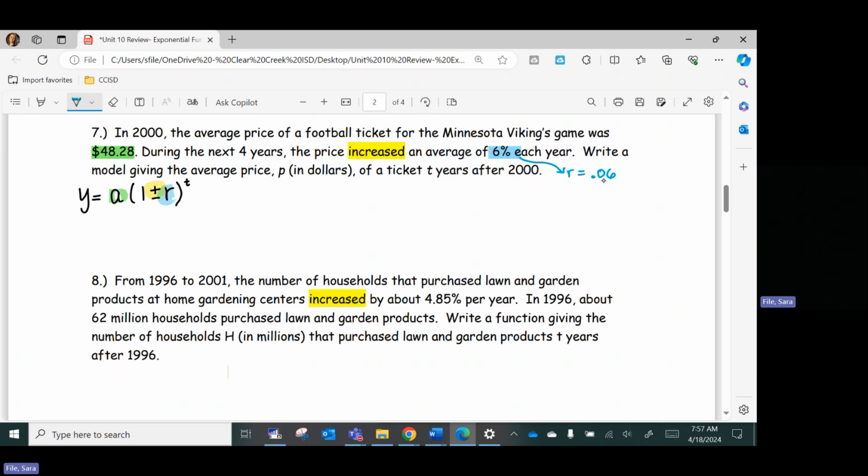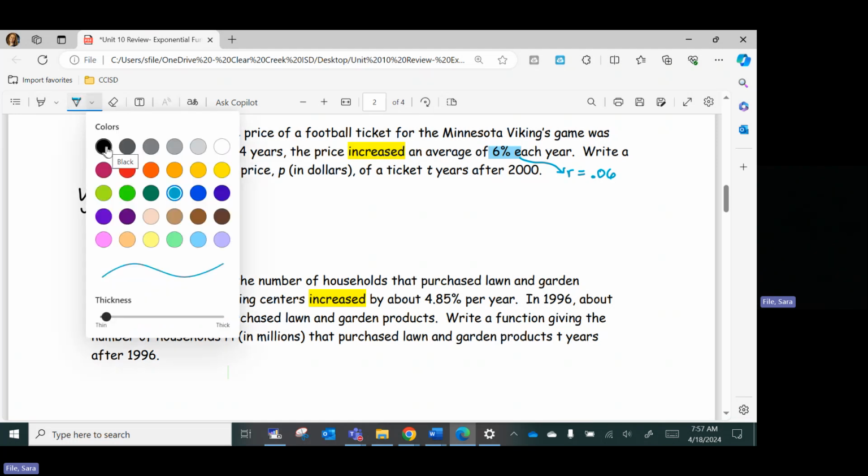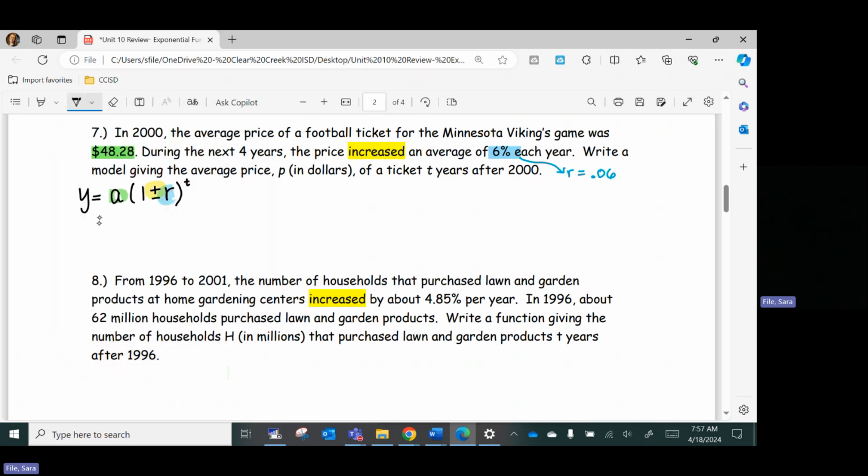Okay, if you're wanting to know the ticket price in 2015, you would plug in a 15 because it's that many years after 2000. Okay, if you want to know in 2002, you would plug in a 2. But we're going to just keep it as T to write our equation. You keep a variable in your equation. So this is then 48.28, 1 plus 0.06.